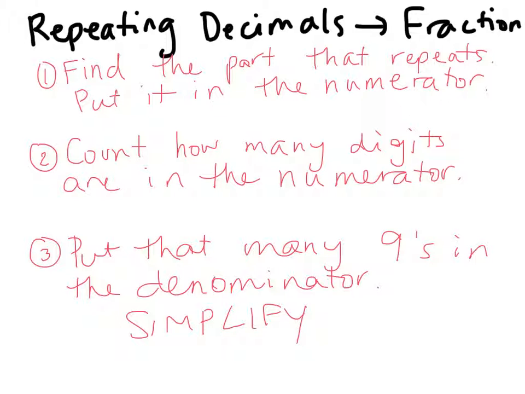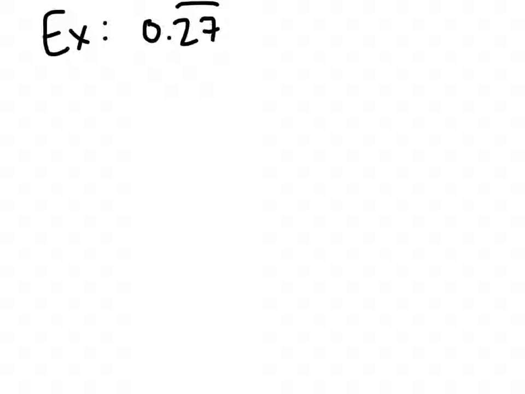All right, let's talk about repeating decimals and how to turn them into a fraction. All right, the first thing we're going to do is find the part of the decimal that repeats, and we're going to put that in the numerator of my fraction. And then I'm going to count how many digits are repeating, and however many digits there are, if there's 2 or 3 or 4, I'm going to put that number of 9s in the denominator, and then I'm going to simplify.